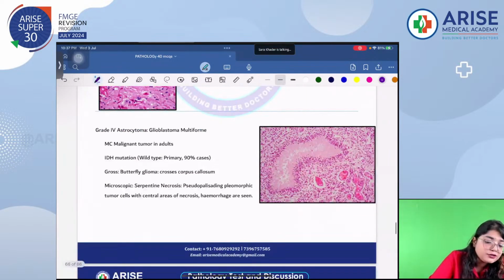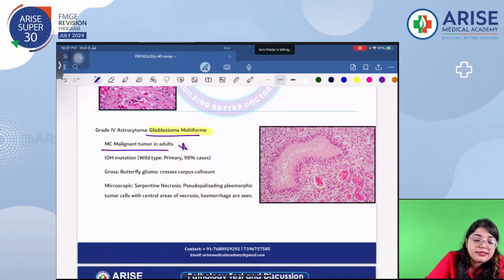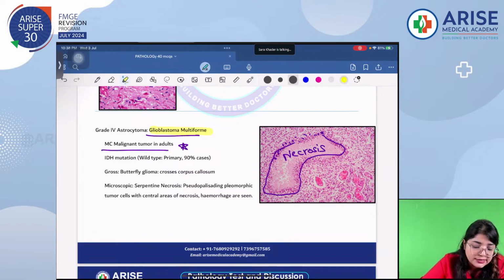The grade 4 astrocytoma, remember, is also known as glioblastoma multiforme. And this is the most malignant tumor in adults. What do you see here? You see pseudo-palisading of cells. So you have these tumor cells that are stacked against each other. So this is pseudo-palisading. And in the middle, you see necrosis. So this pattern is also known as serpentine pattern. Okay, so necrosis and pseudo-palisading of tumor cells. And on gross image, you see a butterfly glioma.